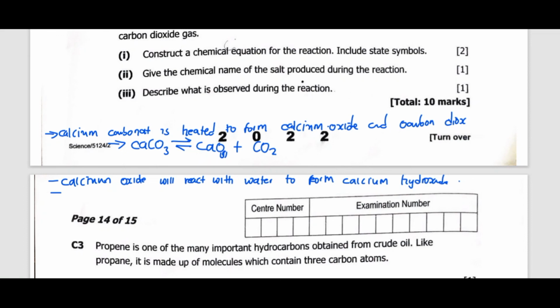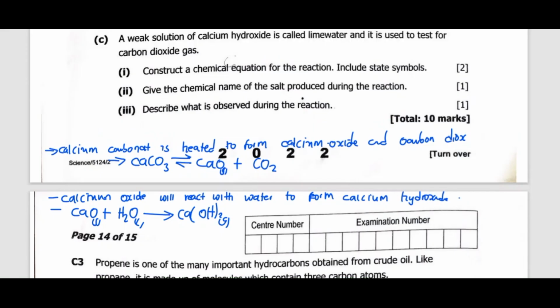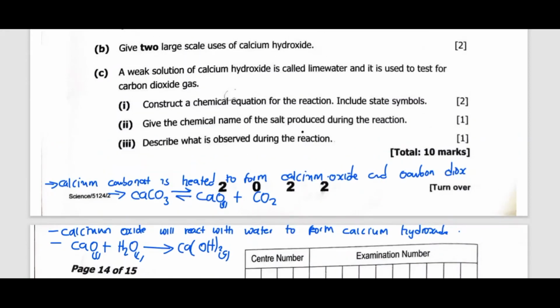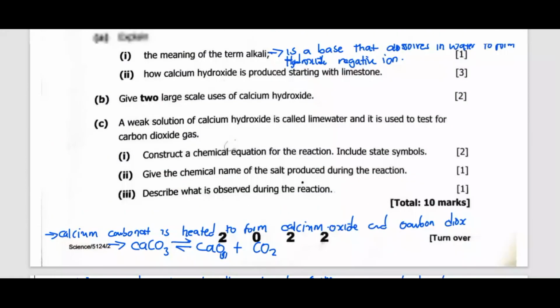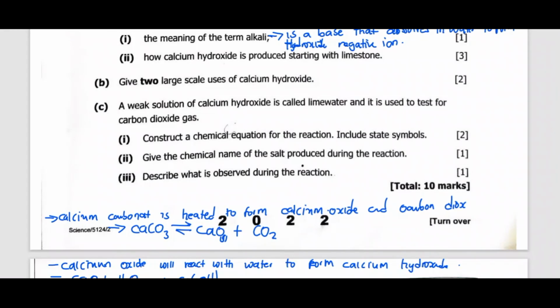Then our equation is calcium oxide plus water, then we have calcium hydroxide. Okay, so this is our balanced chemical equation. These are the two steps, the points that you're supposed to give, since we were looking at how calcium hydroxide is produced. So we have the 3 marks, and even the equation, by giving this equation, we are able to get the 3 marks.